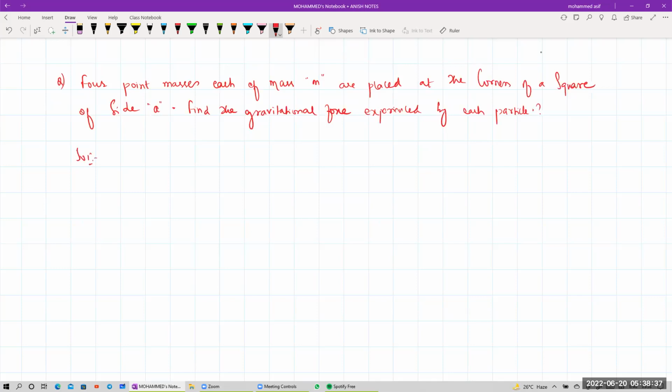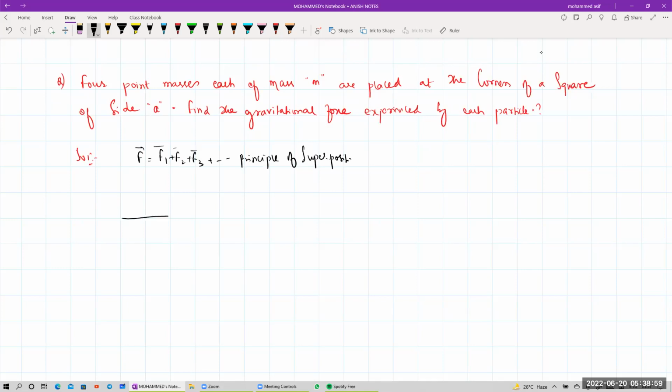We can use the principle of superposition. When more than two or three forces are present, we can add the forces vectorially. F is equal to F1 plus F2 plus F3 and so on. This is known as the principle of superposition.